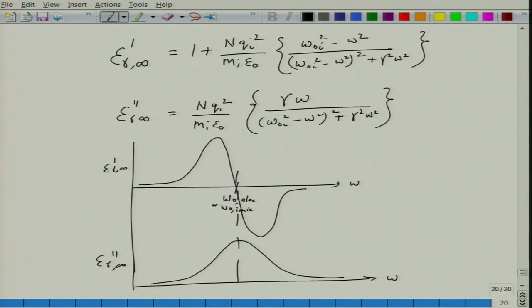dielectric constant plot. So, we will dwell upon this a little bit more in the next lecture, but what we have established is a simple framework to calculate the dielectric constant, the complex dielectric constant on a microscopic scale for electronic and ionic polarization. Okay. Thank you very much.